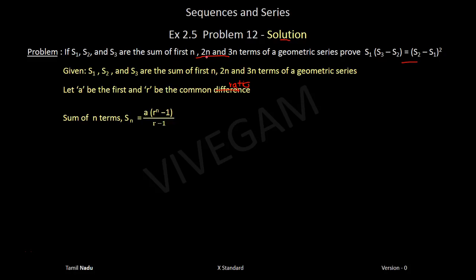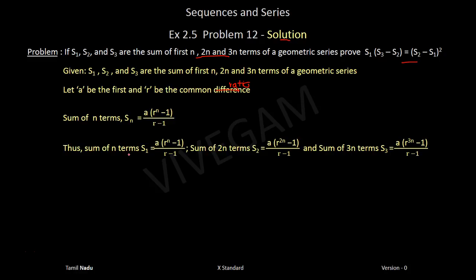For this case it will be, because there are 2n terms, so it will be R to the power of 2n. For this case this will be R to the power of 3n. Okay, that's the point we have to note down. So S1 will be A into R to the power of n minus 1 by R minus 1. For 2n terms, it will become R to the power of 2n, right? R to the power of number of terms, because it is 2n. So S2 will be A into R to the power of 2n minus 1 by R minus 1. Similarly, S3, which is 3n terms, it will be A into R to the power of 3n minus 1 by R minus 1.